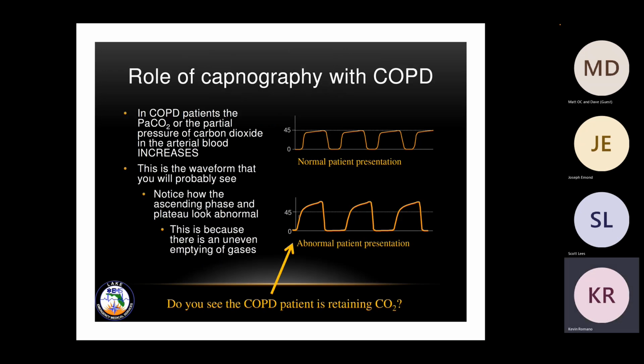So the role of capnography with COPD: these are patients that have a PaCO2, or partial pressure of carbon dioxide in the arterial blood gas, that increases. This is the waveform that you will probably see. Right, so normal, or we'll see the abnormal patient presentation here, which will start showing a higher level of end tidal and a shark fin look. Notice how the ascending phase and the plateau look abnormal. This is because of the uneven emptying of gases. So we'll have that higher number.